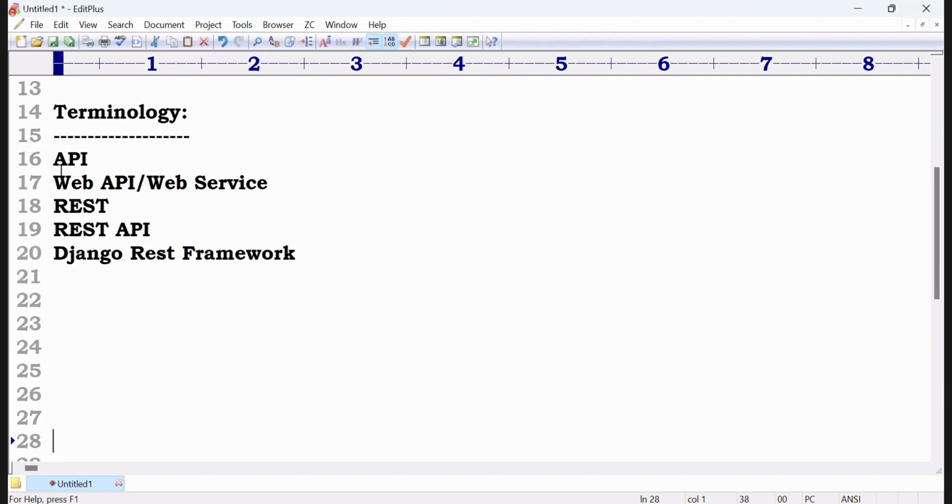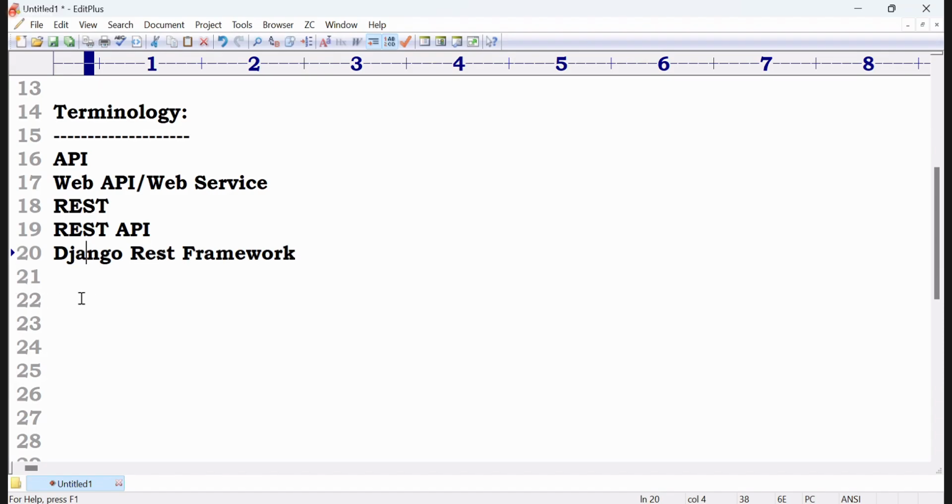Everyone has a doubt on this one only. What is API? What is REST API? What is REST? What is web API? What is Django REST framework? Are all the same or different? Once you get clarity about these 5 terms, then our course is very simple only. Everyone asks the same question: sir, what is API? What is REST API? What is web API?